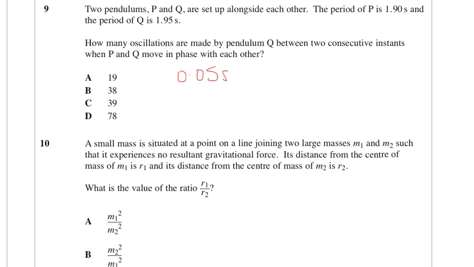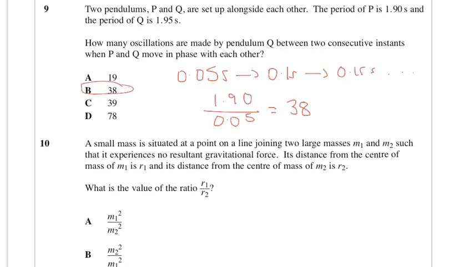So P is ahead by 0.05 seconds. After two oscillations, it will be ahead by 0.1 seconds. And after three oscillations, it will be ahead by 0.15 seconds, etc., etc. So what we need is for P to end up back at the same point in the cycle. So we need to take a full cycle of P and know how many oscillations before it's back to the same point in the cycle. So you do 1.90 divided by 0.05, which gives you 38 full oscillations before it's essentially one full swing out, so it's back in phase. So that's going to be answer B.